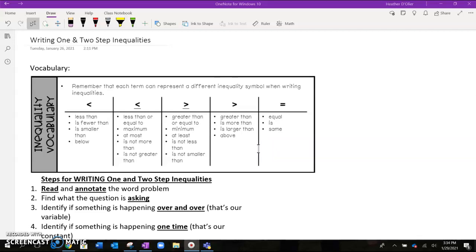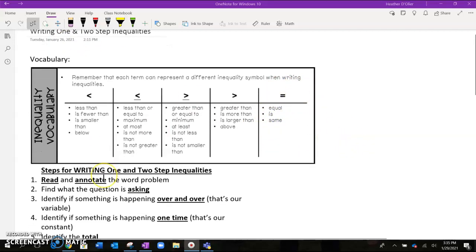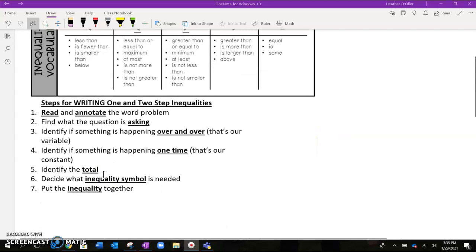And there are other words that can go in this, or even sometimes a certain way that they're phrasing some of these will mean it's the opposite. So always pay attention to the word problem, really try to understand what it's asking. And then there's equal, but we're dealing today with inequalities. So our steps for writing 1 and 2 step inequalities.